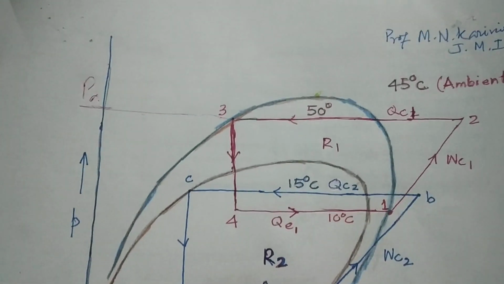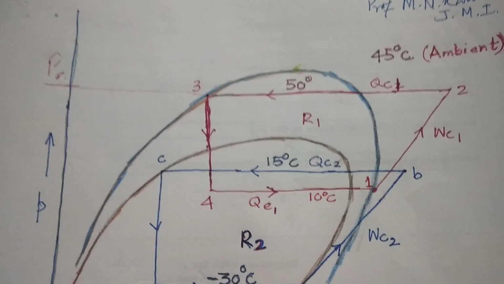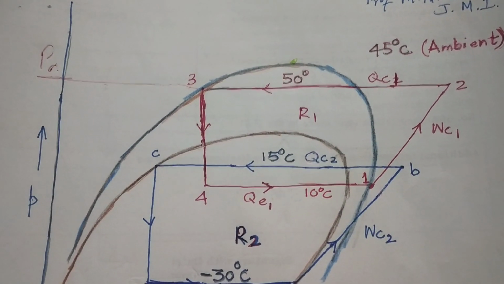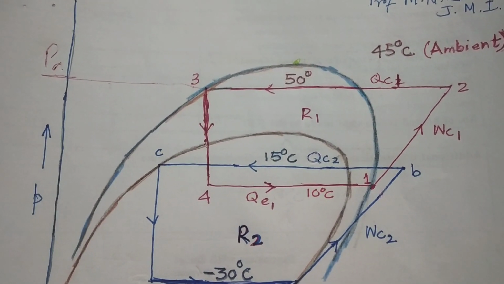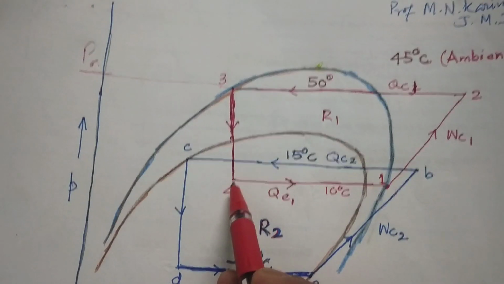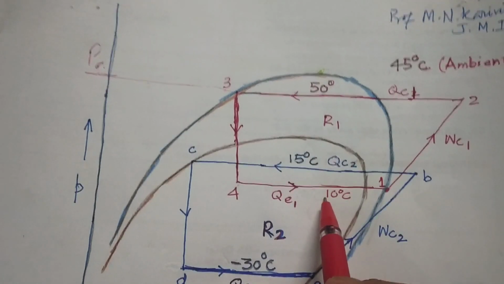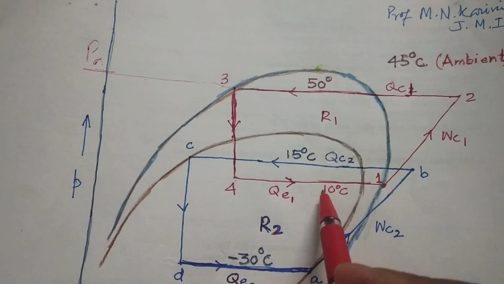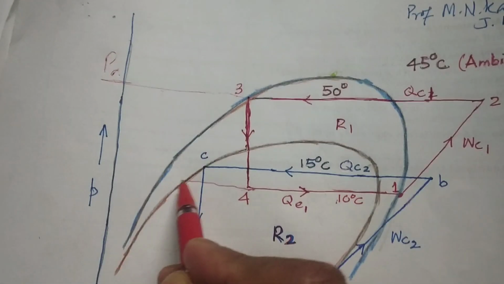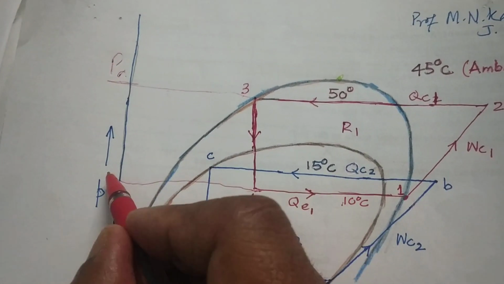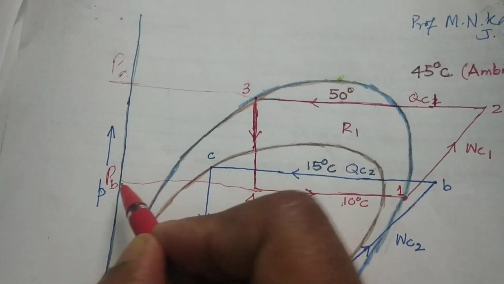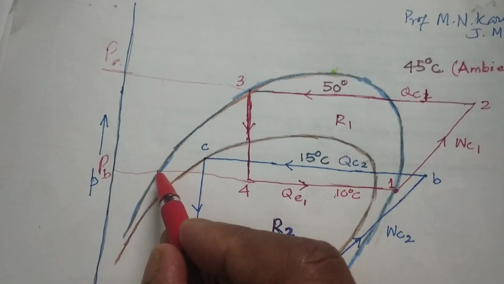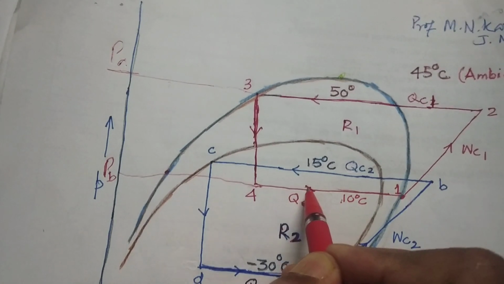So if PA represents 50 degrees centigrade temperature for refrigerant number 1, PA is for 1. Similarly, if we choose the evaporator to be at 10 degrees centigrade, then what is this? This is PB. So what is PB? PB is going to give you a temperature. This is 10 degrees centigrade.